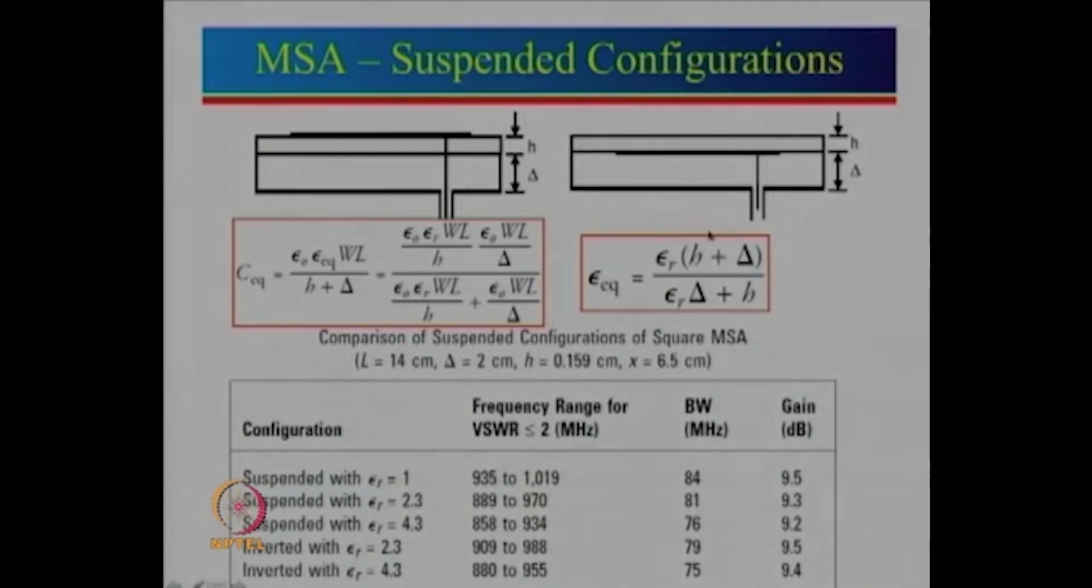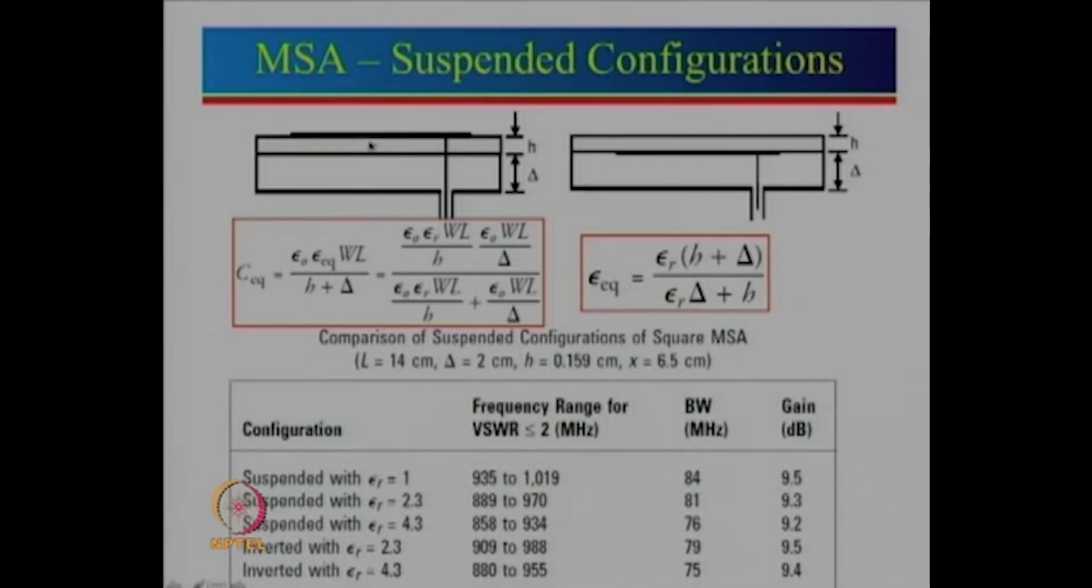You substitute the values for these cases here, and you can find out epsilon equivalent, and what you will find is that epsilon equivalent is almost of the order of 1.1 for both of these substrates. Epsilon equivalent 1.1 means epsilon is less, that means bandwidth will be more. So, here we have a case. First let us just look into the suspended case.